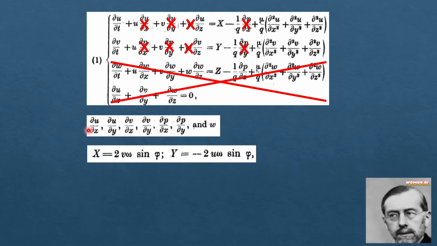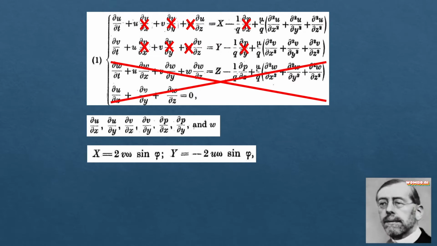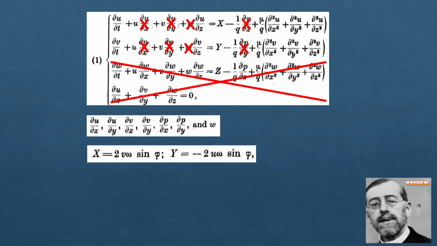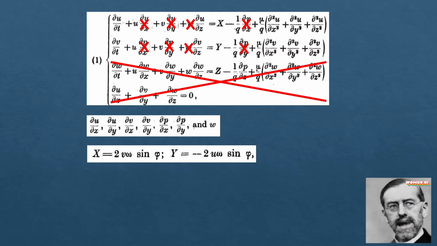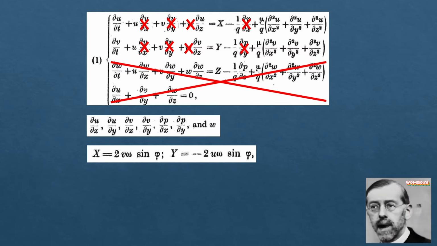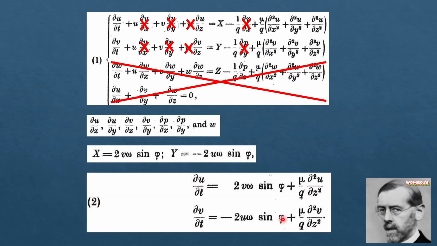Then we have these two terms, which are over here. These are the horizontal components of the deflective force due to the Earth's rotation, where omega is the angular velocity of the Earth and phi is the latitude. We take no other force but gravity into account, so the last two equations over here are unnecessary, and only these two equations are left.